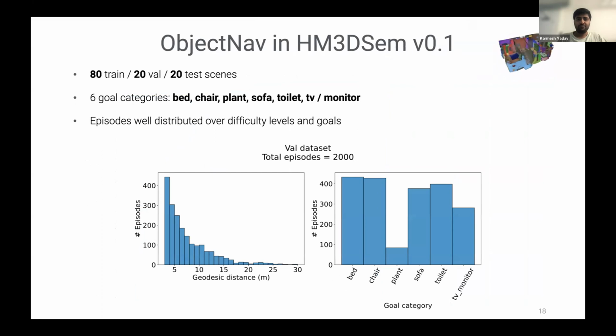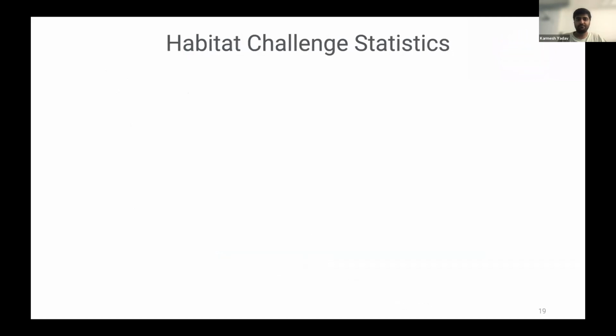In terms of the categories that we use for our version of the ObjectNav task, we consider 6 core categories, including bed, chair, plant, sofa, toilet, and TV or monitor. We create episodes for these tasks with varying levels of difficulties and a good distribution of goals for the 6 object categories. And we divide the scenes into splits of 80 for training, 20 and 20 for val and test.